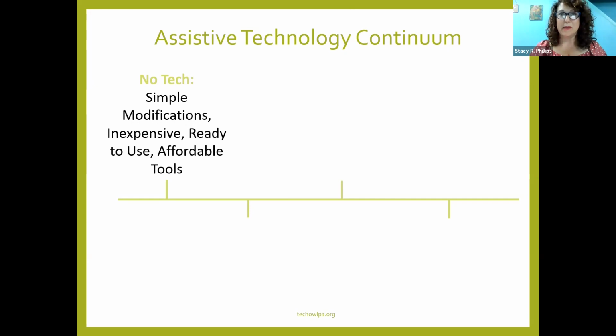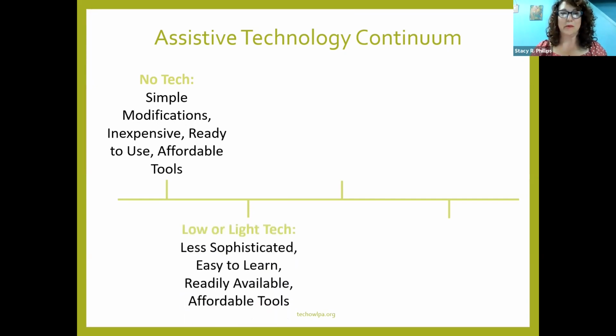I'm going to provide more examples as we move on, but I just want to go through the continuum first. Okay, so the next one is low or light tech. Low or light tech, sometimes it's referred to as both, would be less sophisticated. These are devices that are easy to learn. They're readily available. They don't take training or much to learn how to use them. And they're very affordable. This could be some sort of toy that you just pop in a battery, for instance.